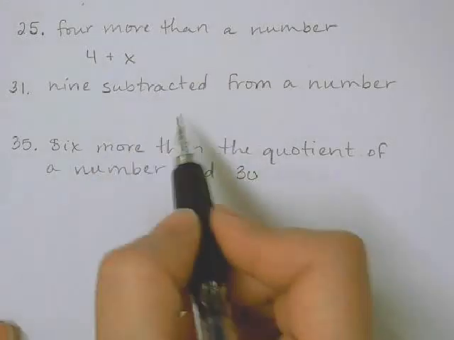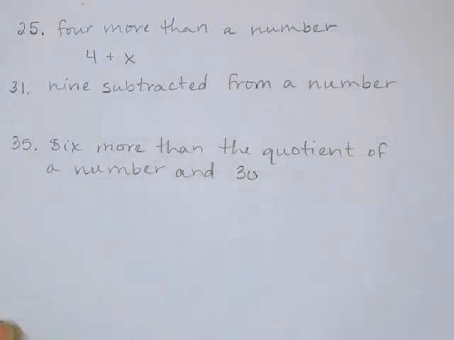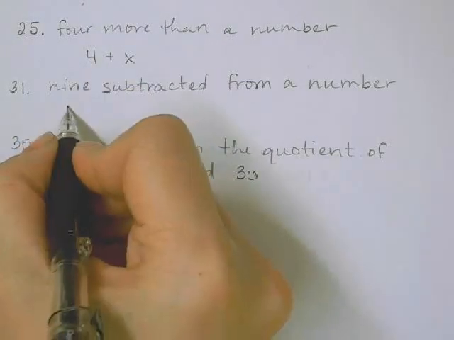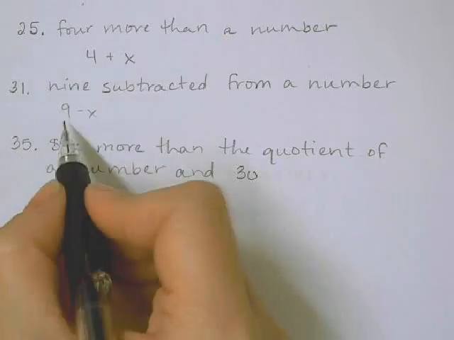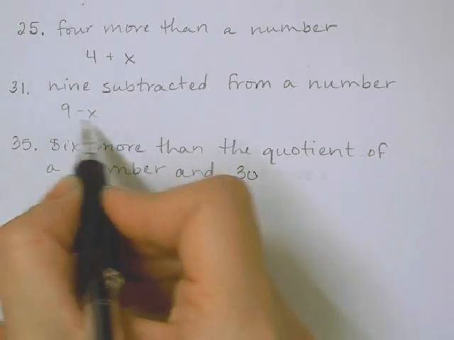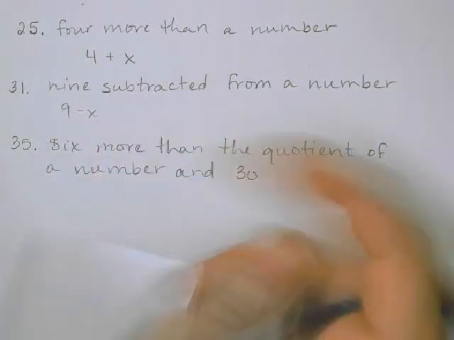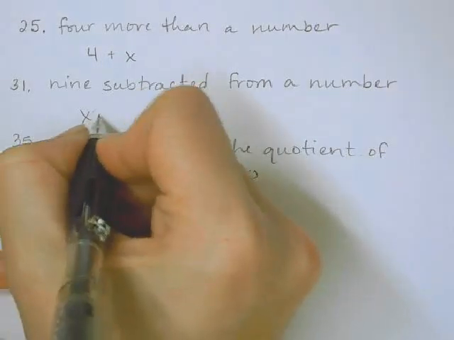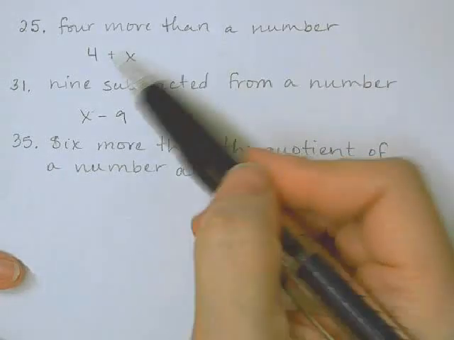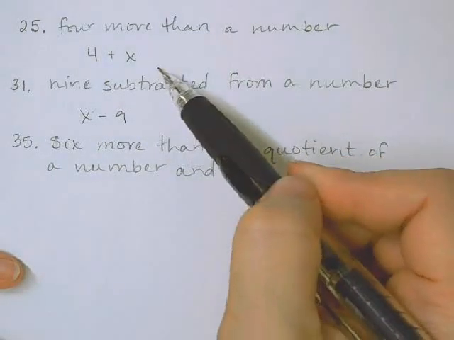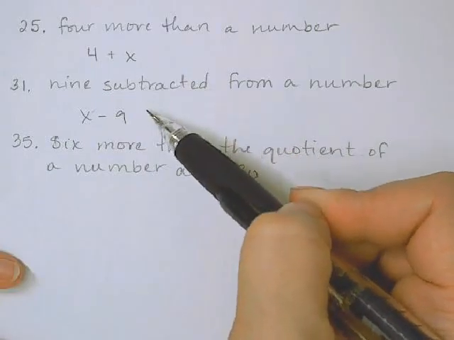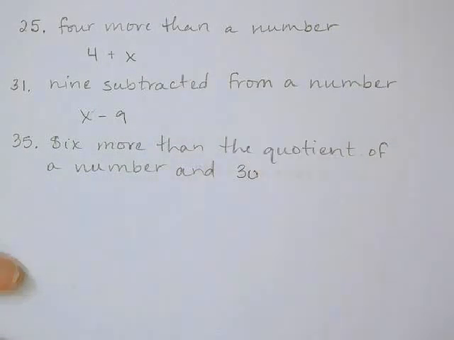Next, 9 subtracted from a number. The order here is tricky because if I had 9 minus x, that would be x subtracted from 9. But since it's 9 subtracted from a number, it needs to be x minus 9. Something that we're going to talk more thoroughly about later is that when you're adding, you can add in any direction you want, but when you're subtracting, you have to be in a particular order. So that's important to remember.